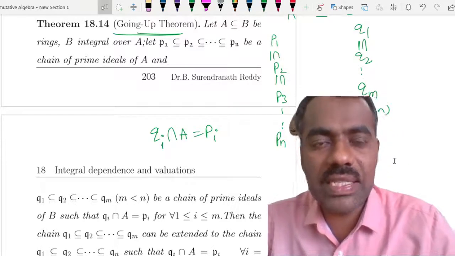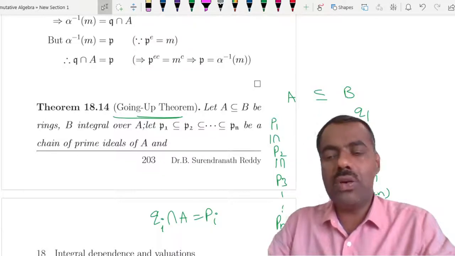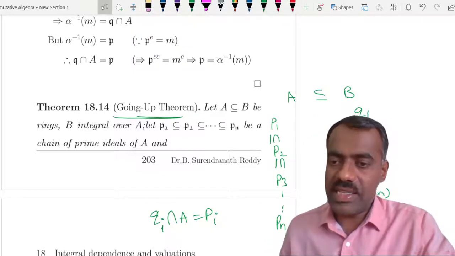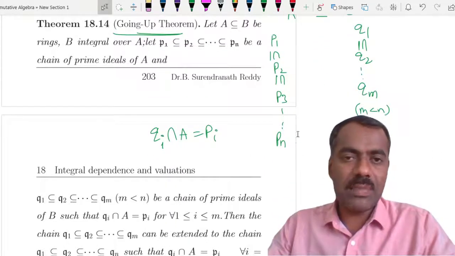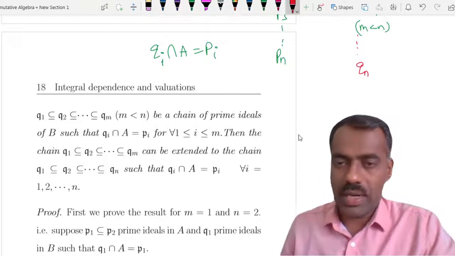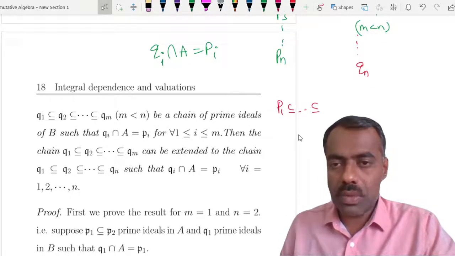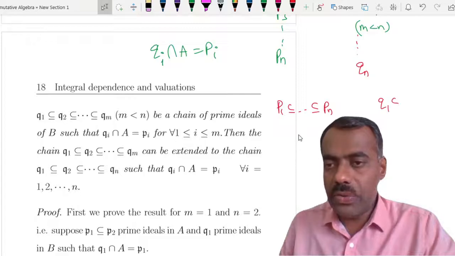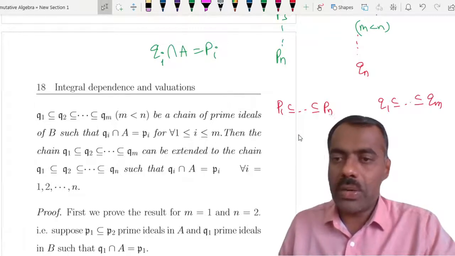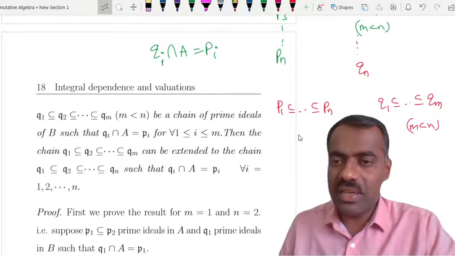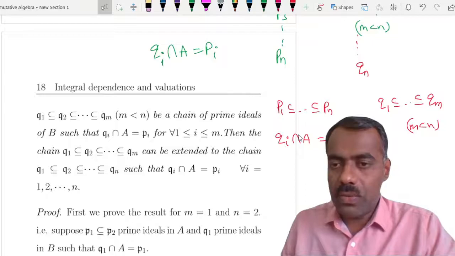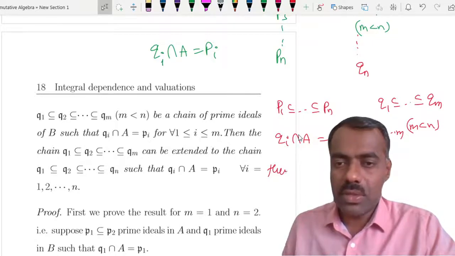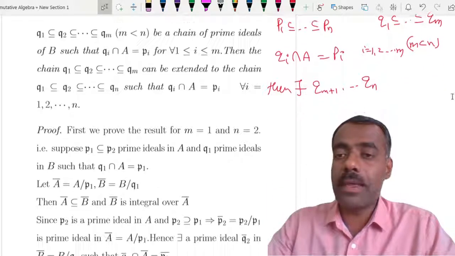So that's why we call it the going up theorem. It means this chain can be extended further to get prime ideals whose contractions are nothing but the original Pi's. So you have P1 to Pn and you have Q1 to Qm, where m is strictly less than n, such that Qi intersection A is Pi for i equal to 1 to m. Then there exist Q(m+1) up to Qn.